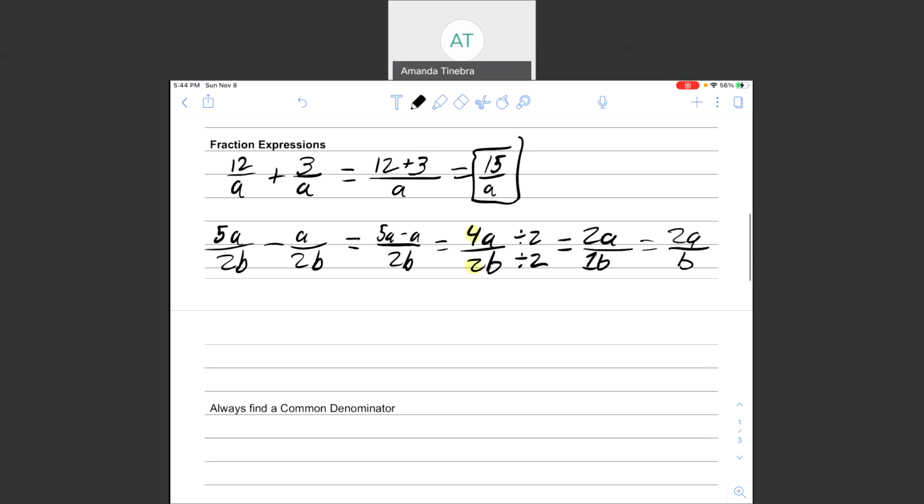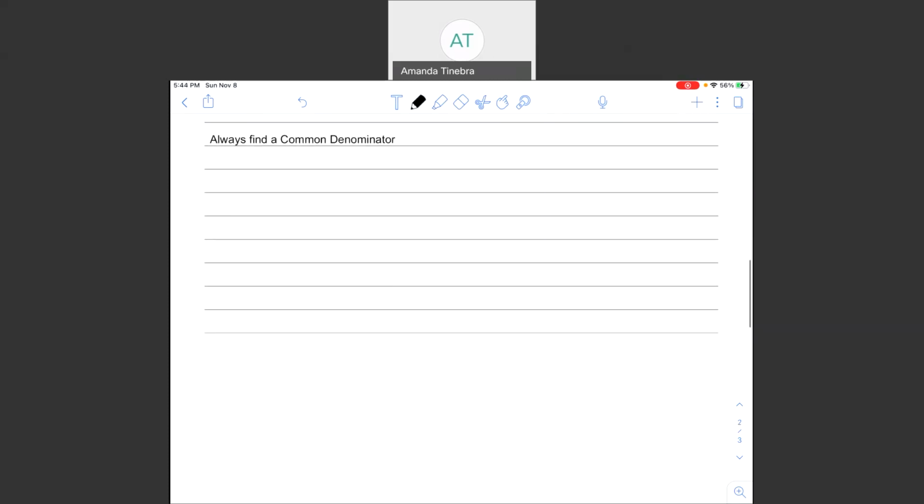The last thing to be careful of while you're doing this is that you always need to make sure you have a common denominator. And if you don't have a common denominator, you need to find one. So say, for example, if you were asked to do 5 ninths plus 1 sixth. 9 and 6 are not the same, so we need to find a common denominator for ninths and sixths. That means I need to find a number that both 9 and 6 go into. And this is review.